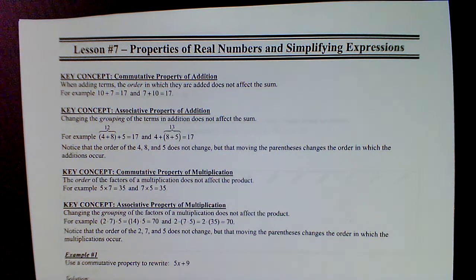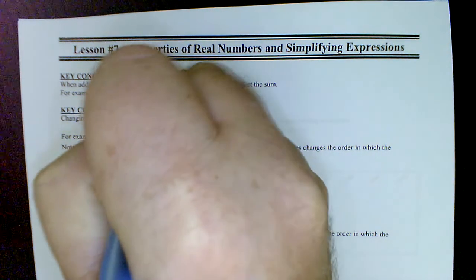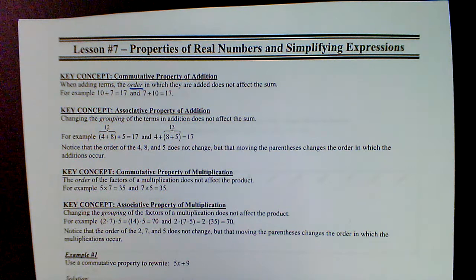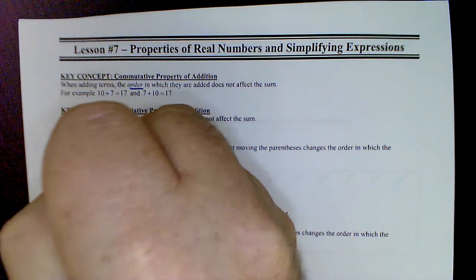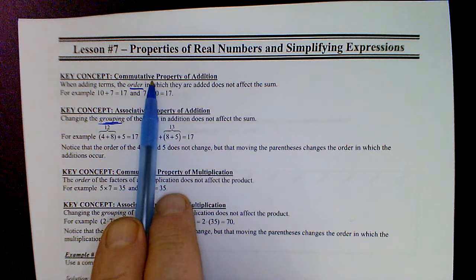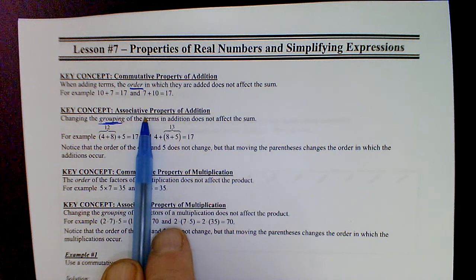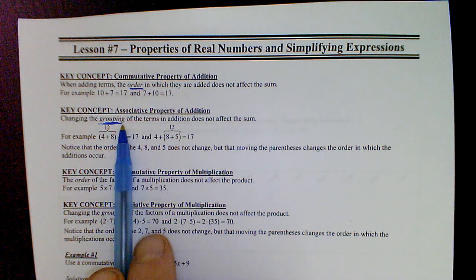Hello everyone. In this lesson we look at properties of real numbers and simplifying algebraic expressions. To begin with, formal properties: commutative, which means order. We saw that in the last lesson. And a new one, associative, which means grouping. So just think of the root words: commutative, commute, which implies order, and associative, associate, which implies grouping.